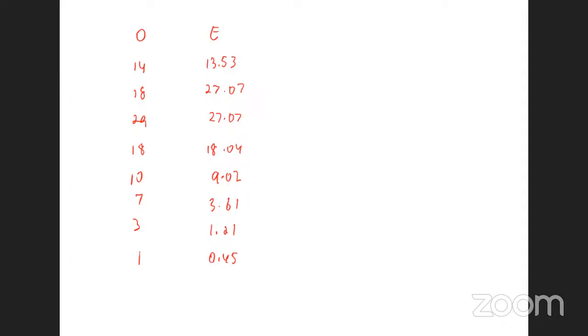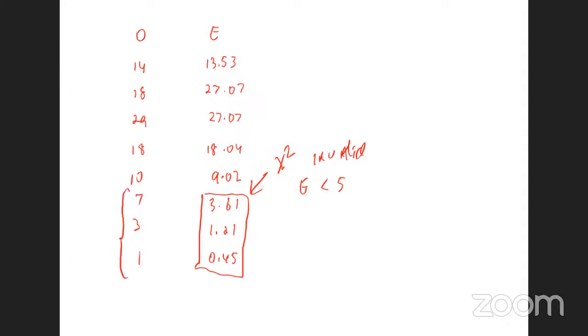So let's assume it looks like mine. We have one little problem. You see this here? The chi-squared test is invalid here. It's invalid for expected values less than 5. So what we do is, instead of leaving them like 3.61, 1.21, and so on, we combine all of this into one.